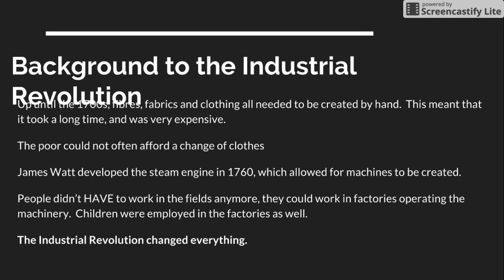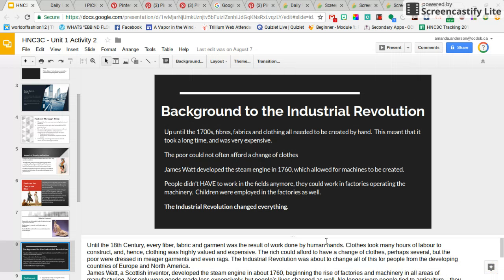When the steam engine was invented, this allowed for machines to be created, and we see a lot of change in garments. We also see people working in factories. People didn't have to be farmers, and children could also be employed in factories as well. So a lot of farming families that weren't doing so well would move their family to the city and start working in factories. Factories didn't depend on the weather or anything like that a farmer would have to worry about. So the Industrial Revolution actually changed everything.